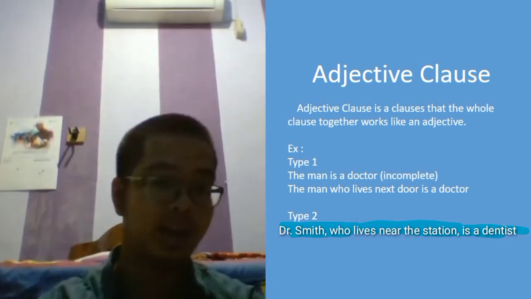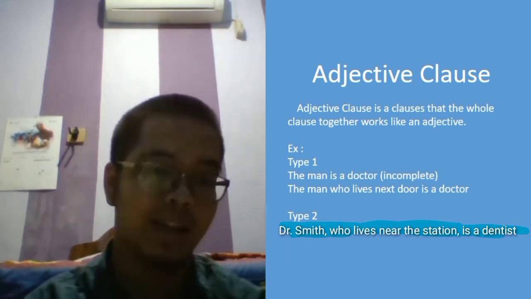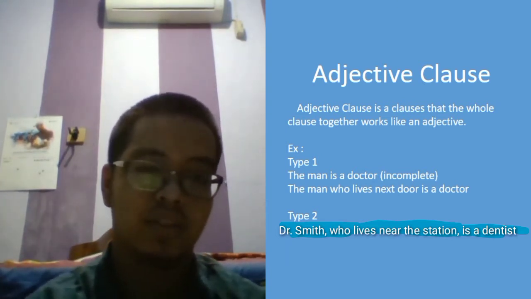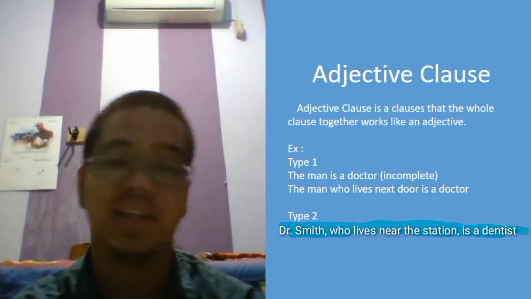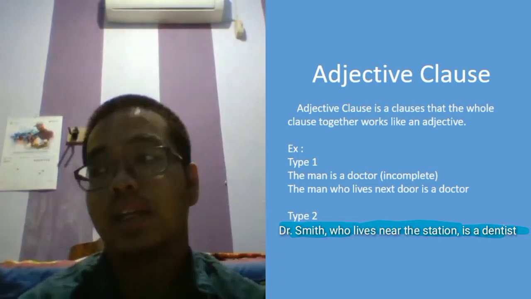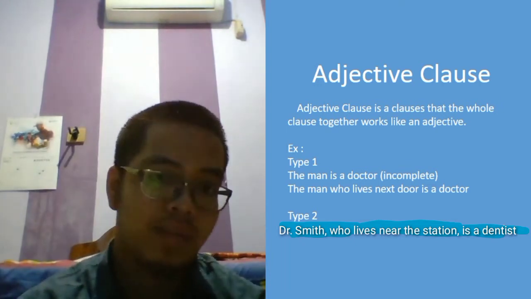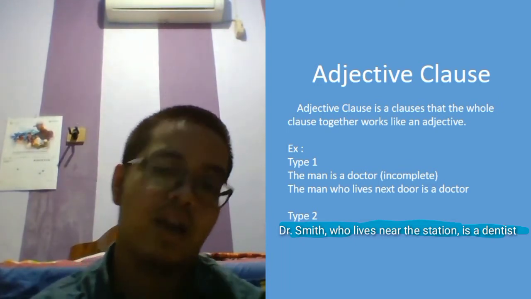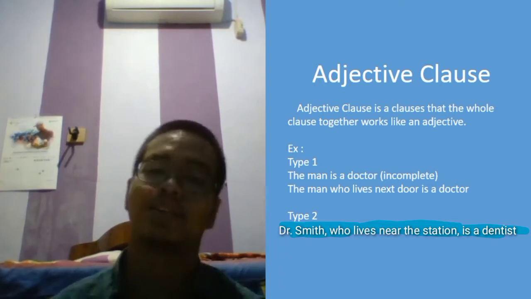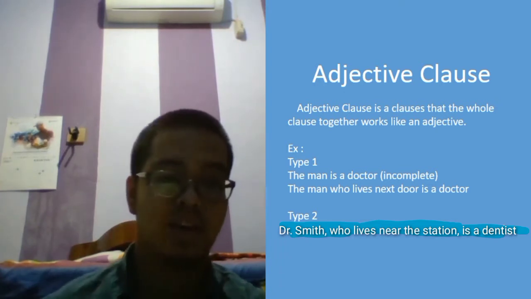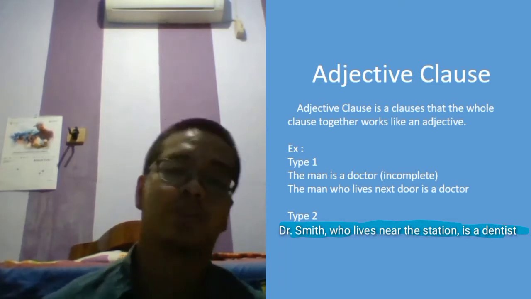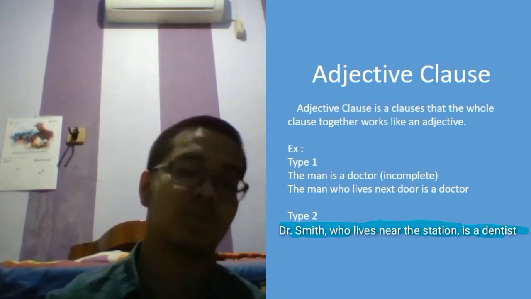The next type is also an independent clause. I give you an example: Dr. Smith, who lives near the station, is a dentist. It is basically the same as the first type. This already has an adjective clause in it. But the difference is we can take this adjective clause out.